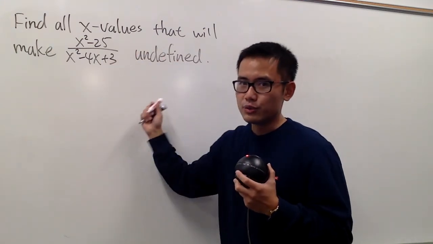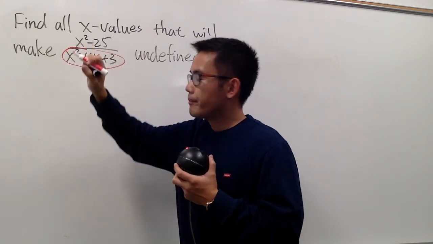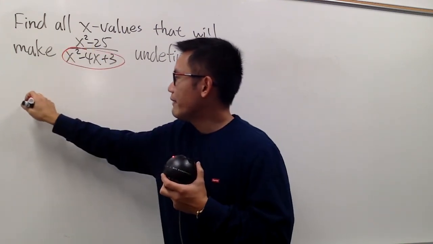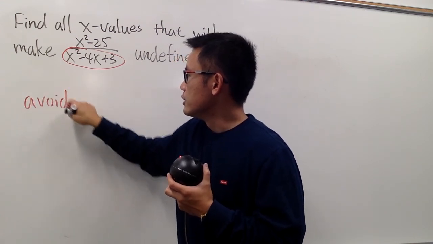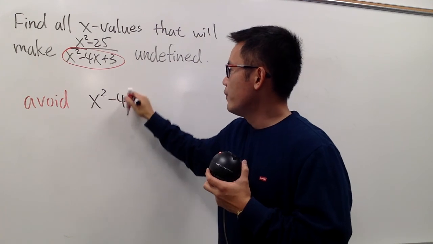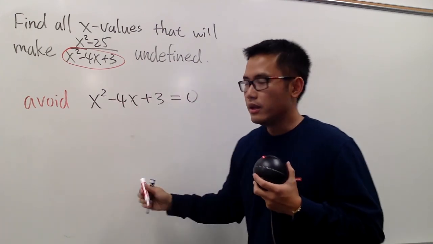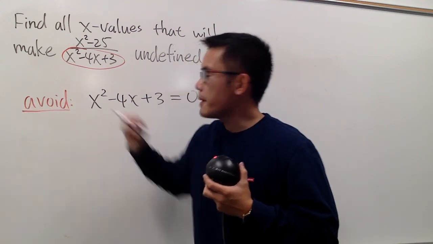Therefore, to finish this right here, we just want to focus on the denominator right here. And I'll write this down. We have to avoid the situation that the denominator x squared minus 4x plus 3 being equal to 0. And we have to avoid this situation, okay?